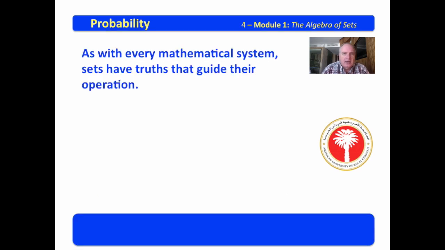We will start out with an understanding that every mathematical system has truths that guide its operation, and sets certainly have truths that guide their operation. We've looked at such things as the complement of sets. We've looked at union of sets, intersection of sets, talked about disjoint sets. We've looked at partitions of sets. Now we simply need to learn some of the algebra of sets as we work with complements, unions, and intersections. So we will establish these mathematical truths.